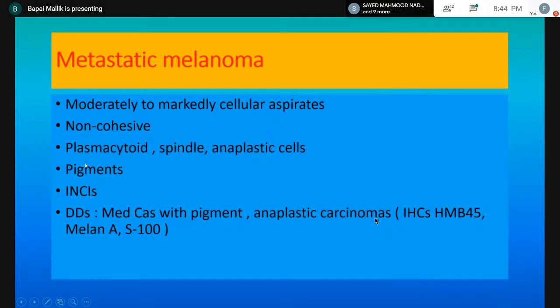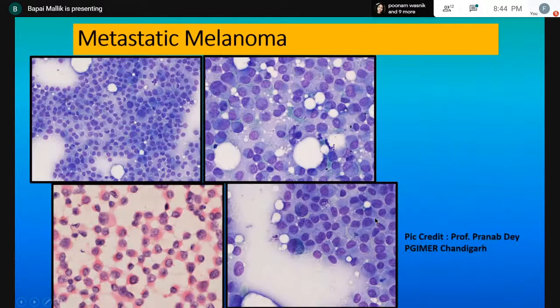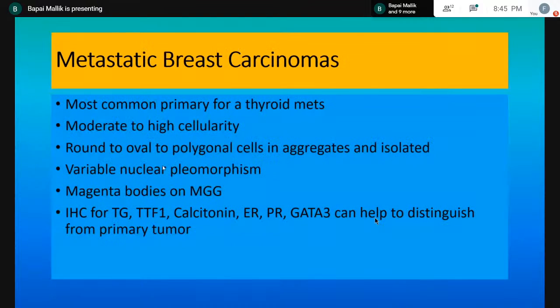They can have pigments, but please remember that medullary carcinomas of the thyroid can also show pigment. So you have to be very careful about that. They are, of course, positive for HMB45, Melan A, and S100. This is what it looks like. The so-called plasmacytoid cells look almost like a medullary carcinoma, with some sort of pigment. But then you do your immunos and find that they are positive for HMB45 and other melanocytic markers. You know this patient had a melanoma somewhere else, so it is a metastasis of the melanoma.